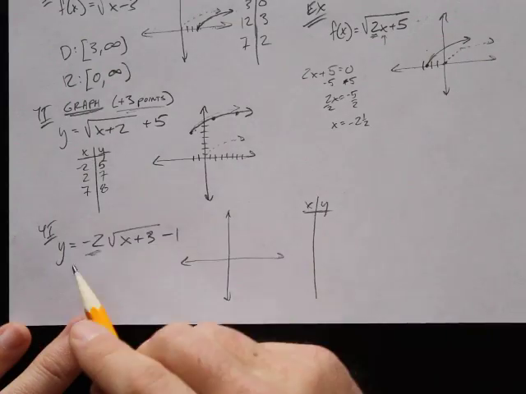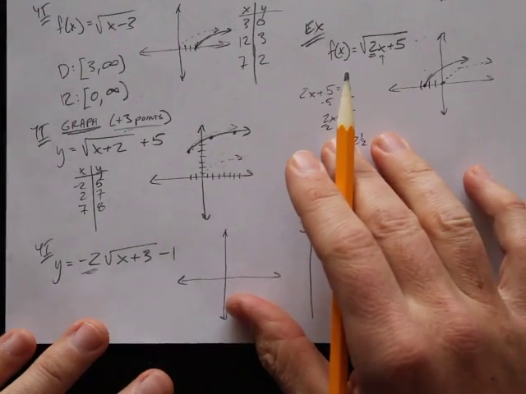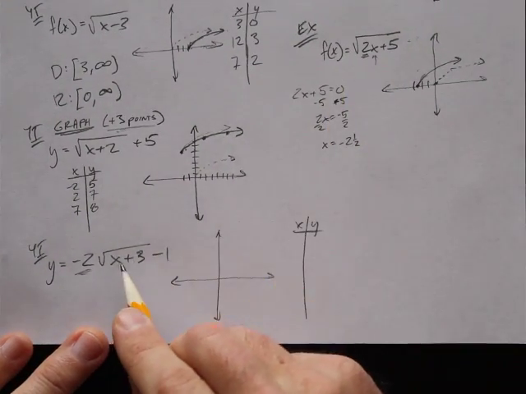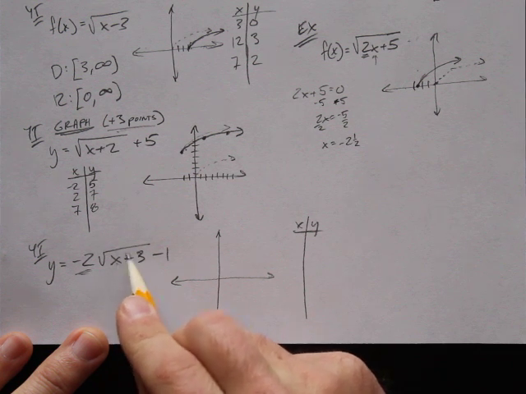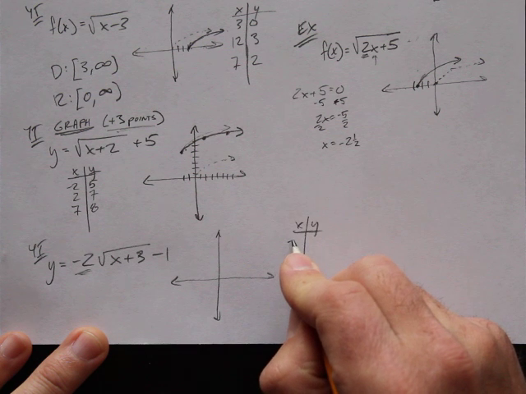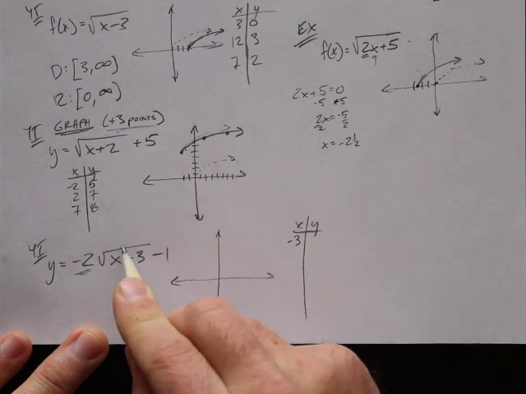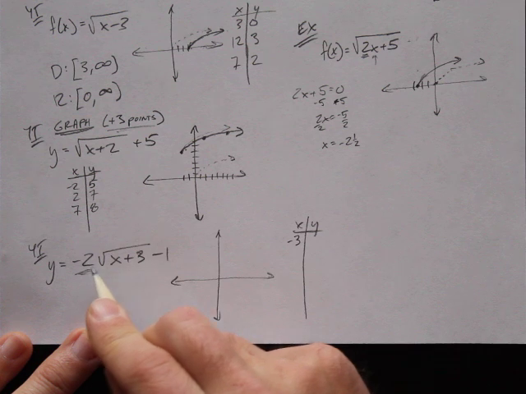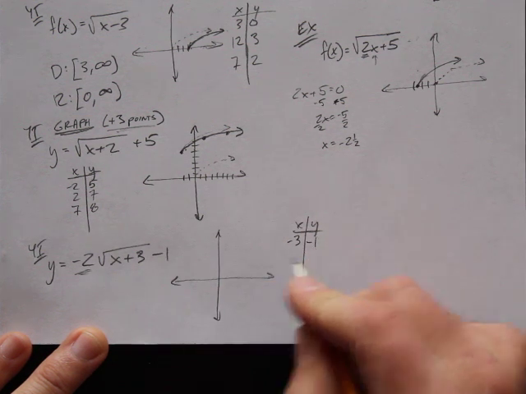Okay, let's see what this -2 does here. So I'm going to plug in some points here. I'm going to make this 0, so I'm going to plug -3 in for x. And so that'll make this 0. 0 times -2 is 0, minus 1 is -1. Okay, there's 1 point.